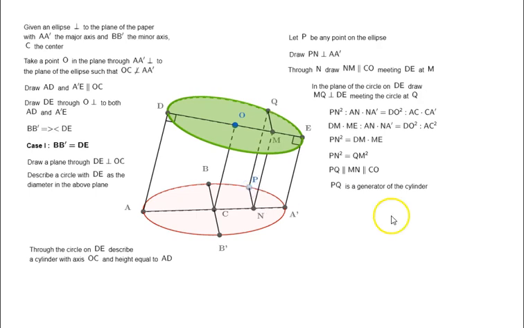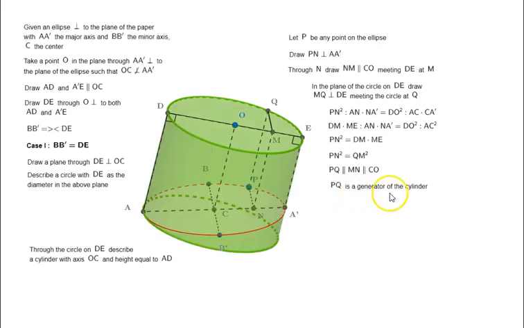So at all points, this statement will be true. So PQ is a generator of the cylinder. Let me show you by actually bringing back that cylinder. So we can say PQ is a generator of the cylinder, and that means the surface of the cylinder generated passes through P and hence the ellipse. So that was the first case.